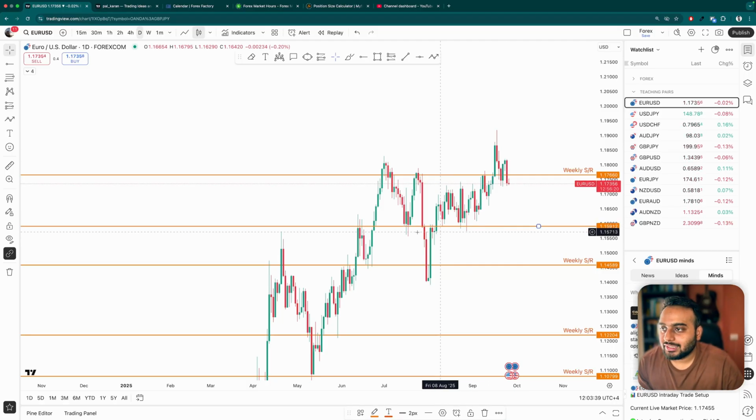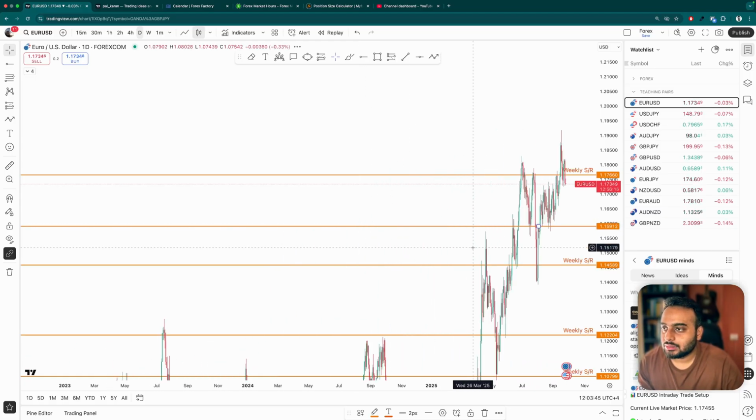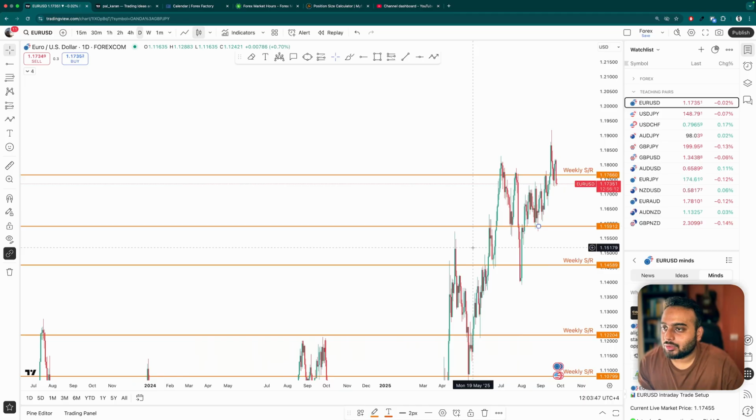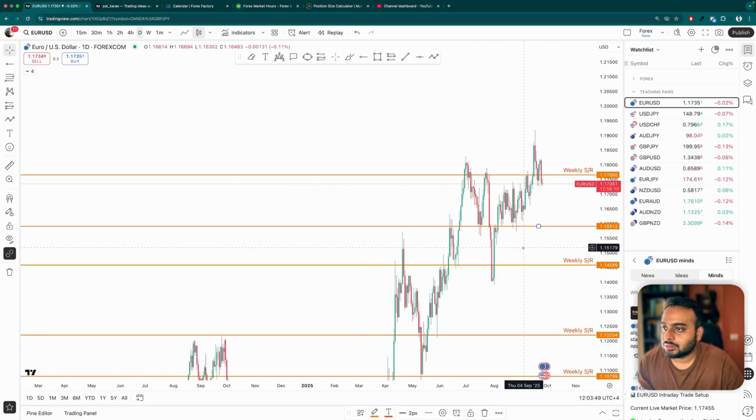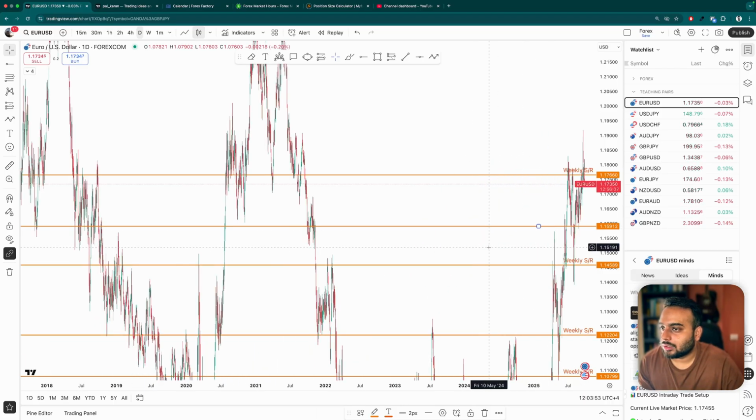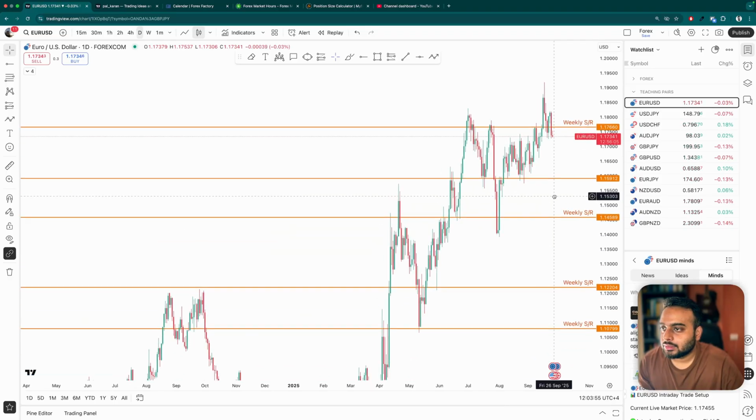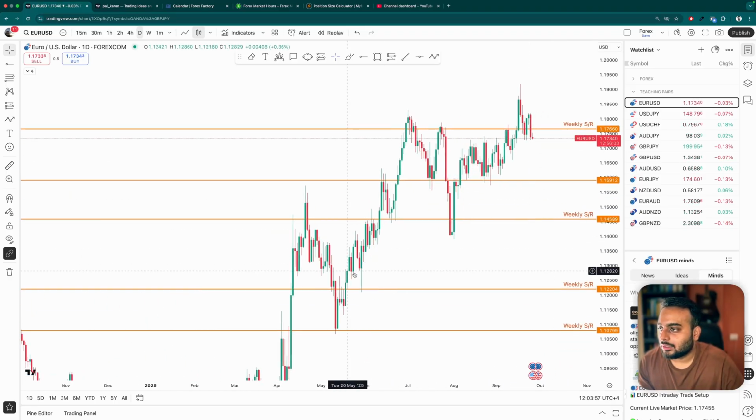So here we can see it's a clear level, one, two, three, and many more wick touches. I mean, I don't even have to adjust this so much. No adjustment at all is required right there. And then we have this level. Now there is this level.